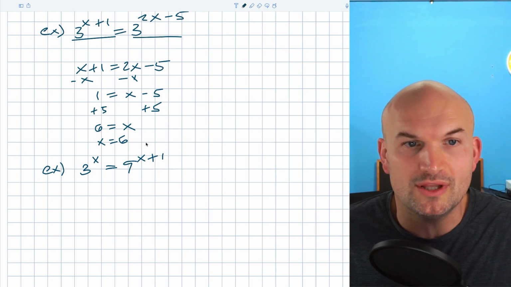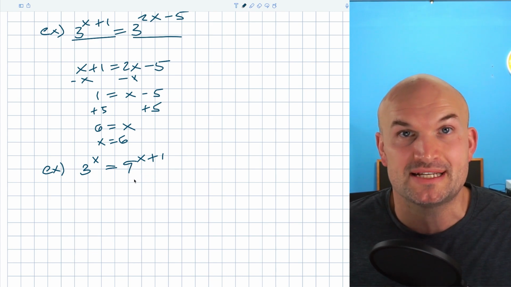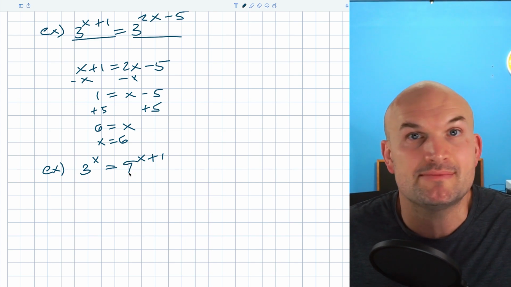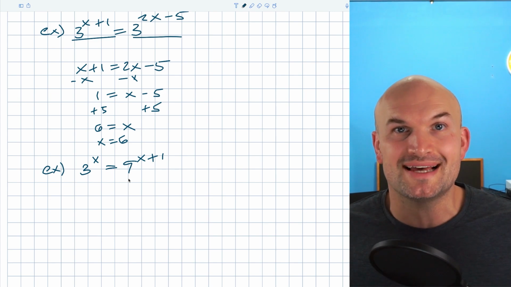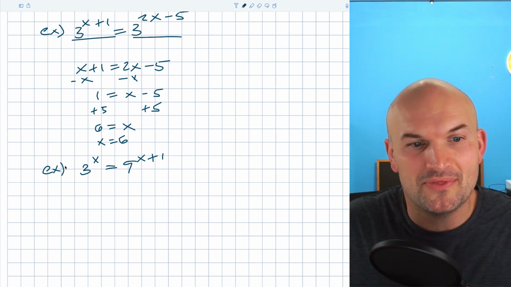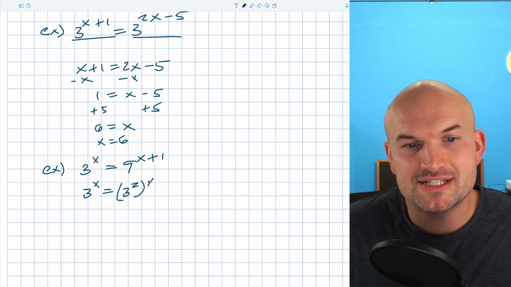Again, our whole goal here is to get a 3 as the base on both sides or a 9 as the base on both sides. Now the interesting thing I recognize about 9 is I can rewrite 9 as 3 squared. And if I write it as 3 squared, then guess what my base is? 3. So therefore I can just rewrite this equation as 3 to the x equals 3 squared raised to the x plus 1.